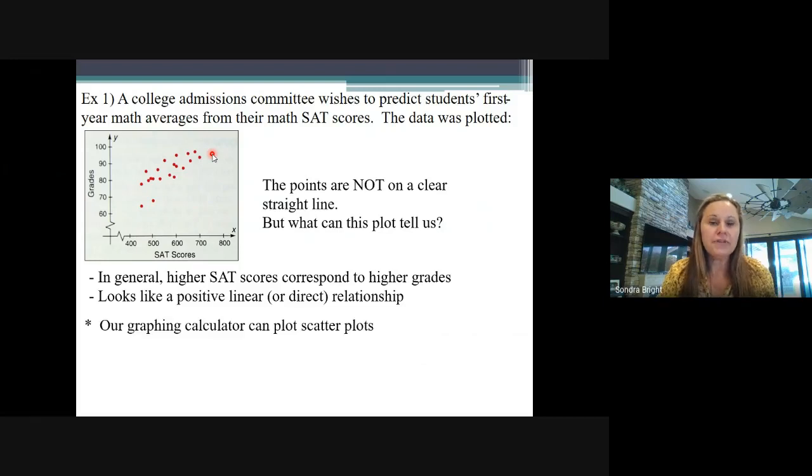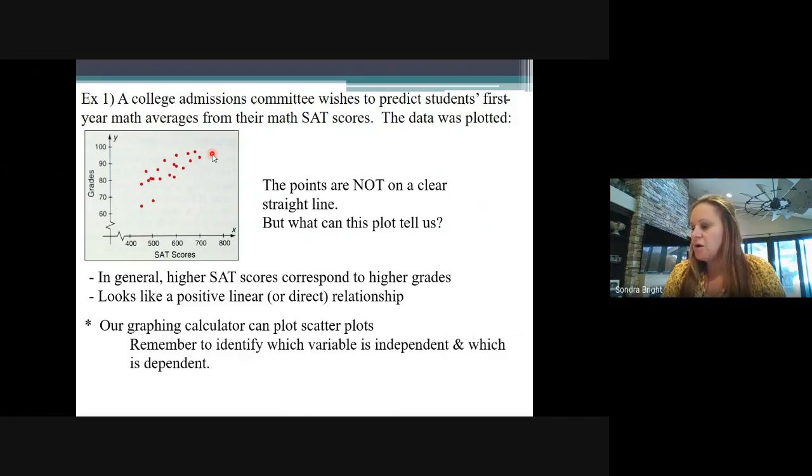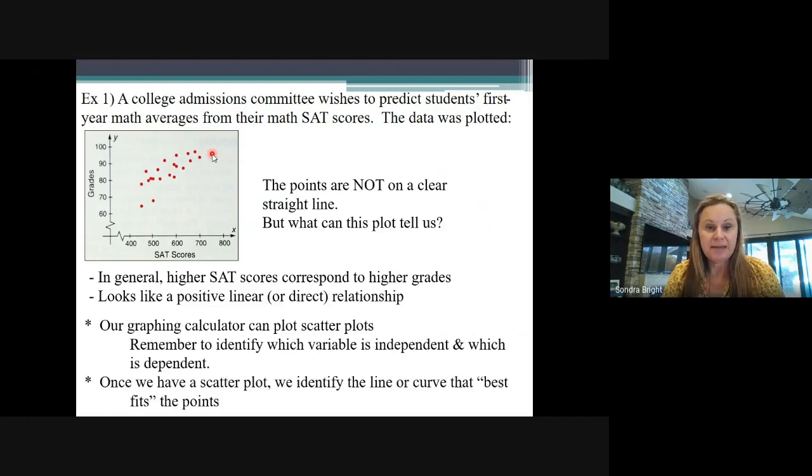Our graphing calculator can plot these scatter plots, just these little dots. Then remember to identify which variable is the independent and which one is the dependent. Once we have a scatter plot, we will identify the line or curve that best fits those points. All right, some examples, and you're going to fill in the names of these.